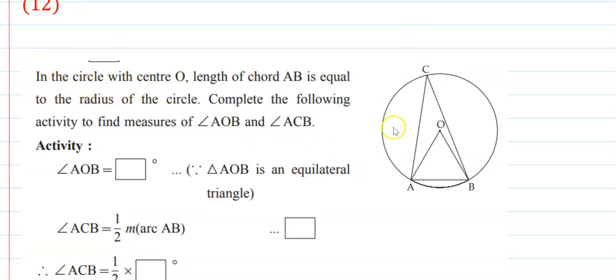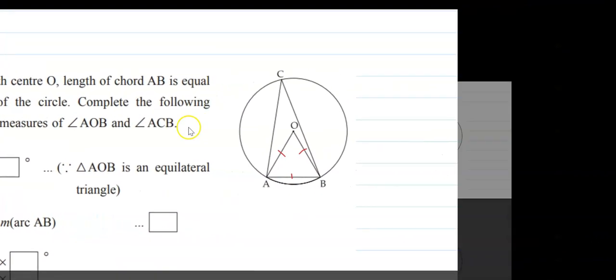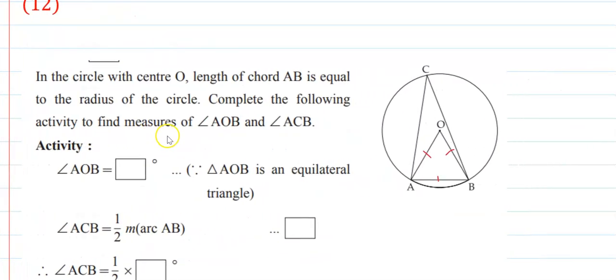In the circle with center O, length of chord AB is equal to the radius of the circle. AO is the radius of the circle, OB is the radius of the circle. Means what? All these segments are equal, that is, triangle AOB is an equilateral triangle. Complete the following activity to find measure of angle AOB and the measure of angle ACB. We have to find out their measures.